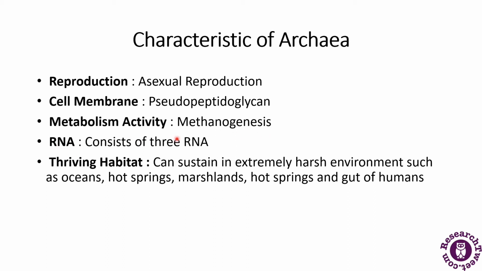RNA, it consists of three RNA. Thriving habitat, so it can sustain in extremely harsh environments such as oceans, hot springs, marshlands, and the gut of humans. So these kinds of bacteria are found in extremely harsh conditions.